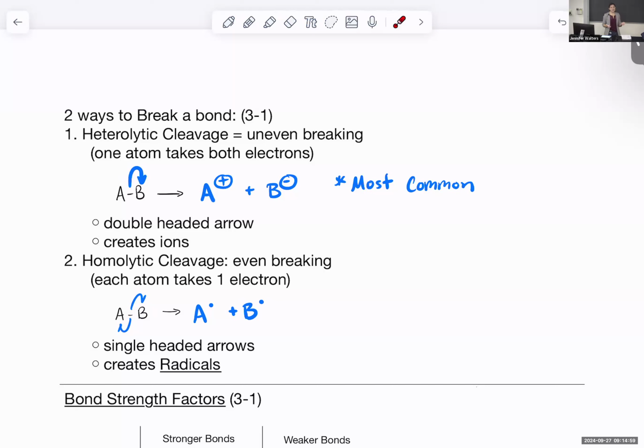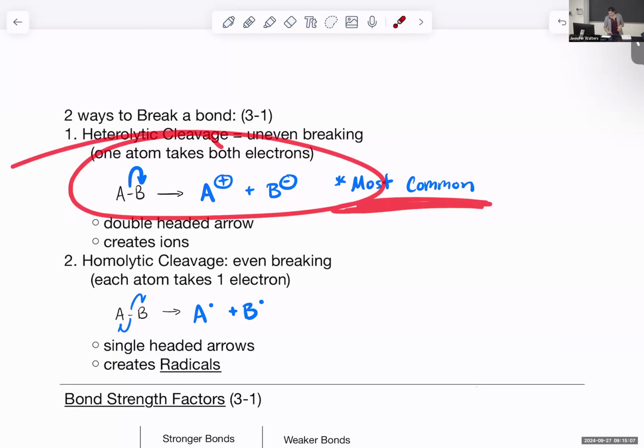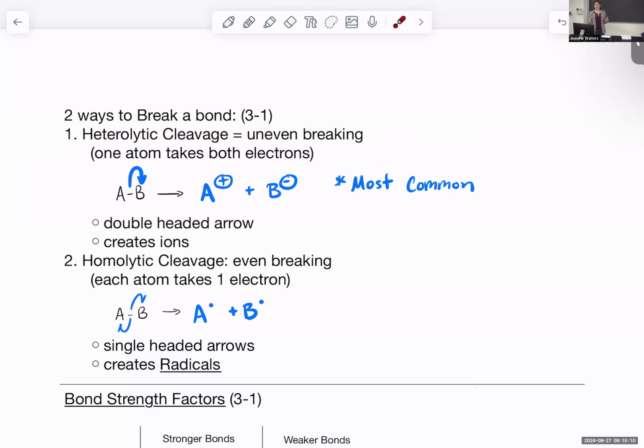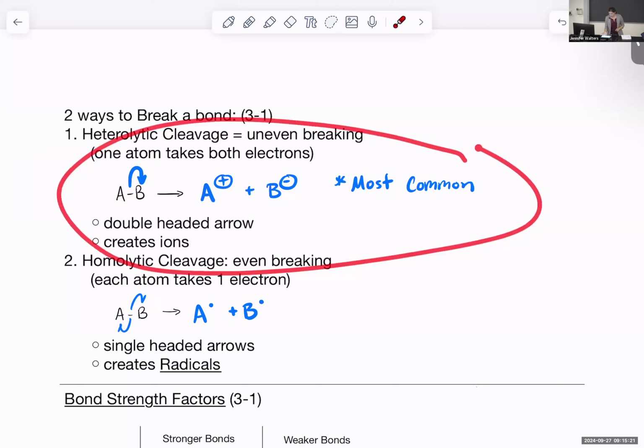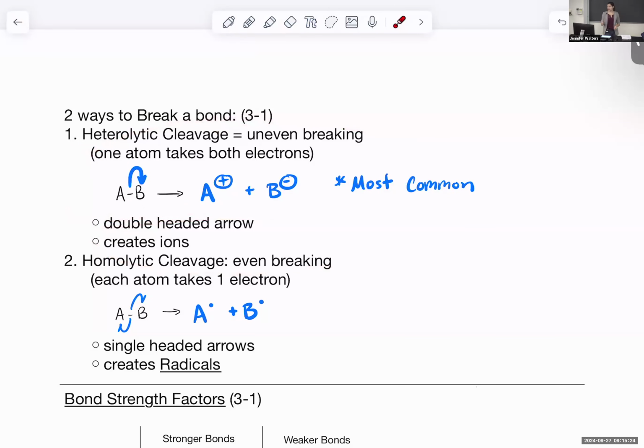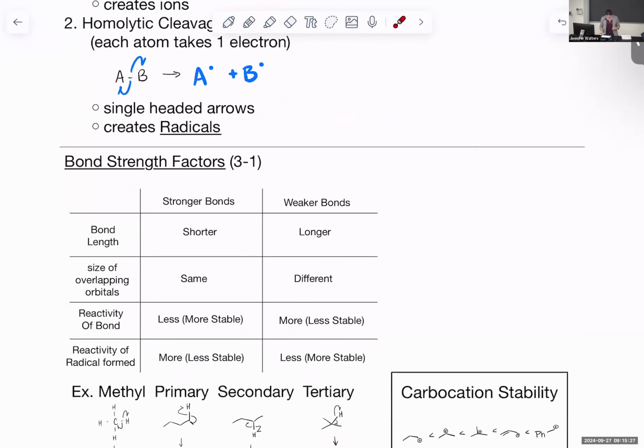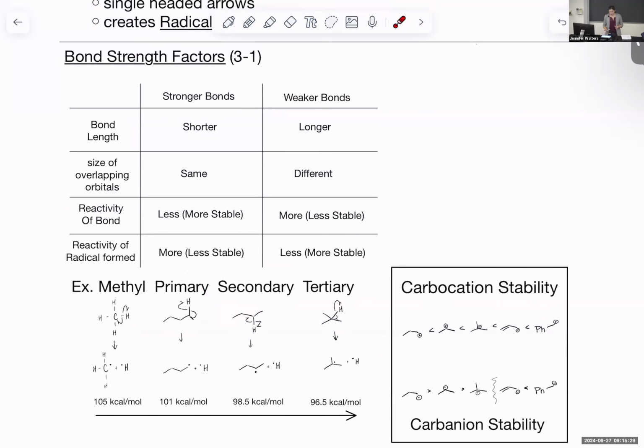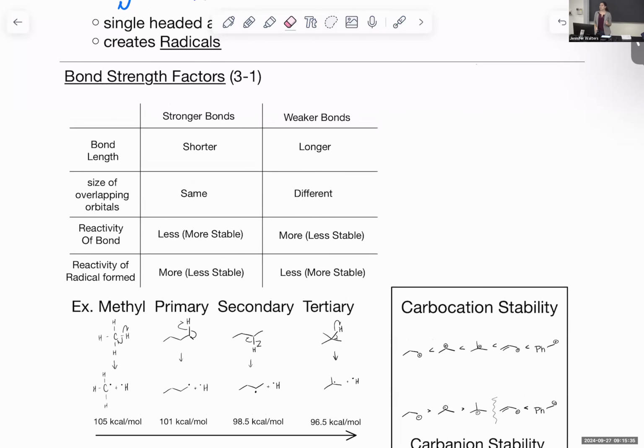I used to do this at the beginning, and students then tried to do radical arrows through the entire semester. It's not the common one. The common one is where we have that uneven breaking. That's what we're going to typically do. So be aware of the fact that there are both, and that these arrows have very different meanings, but the one that we're going to do most of the semester is heterolytic cleavage. That's the major way that we do things. With our bonds, to know which bond you're going to break, look for the weaker bond. Weaker bonds are the ones that are more reactive.